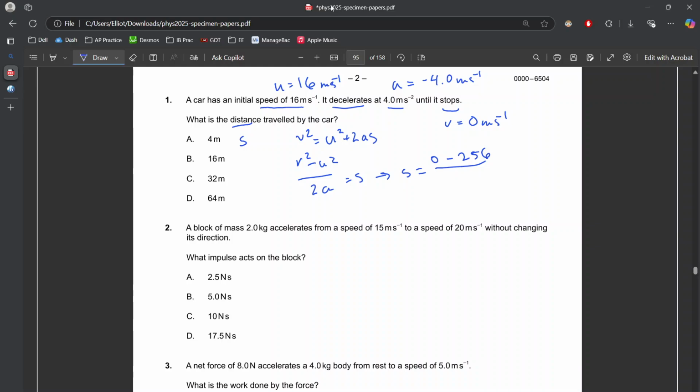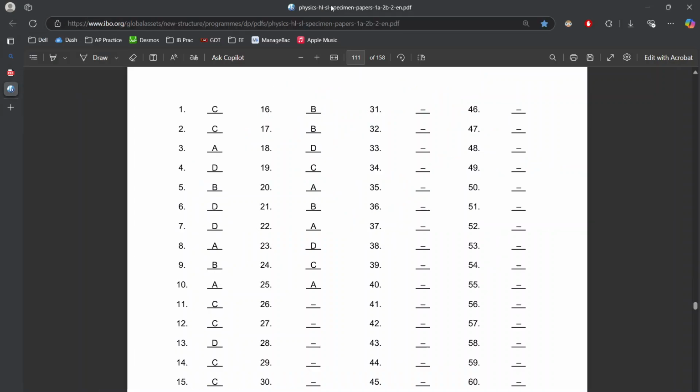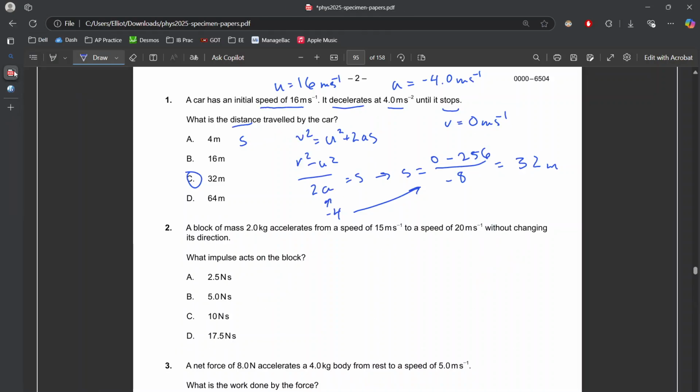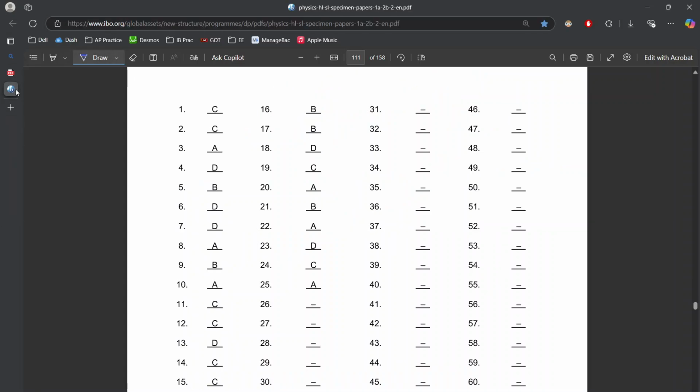And then 2a is going to be 2 times -4. Anyways, -8, because a is equal to -4, and 2 times -4 is -8. So that should give you 256 over 8, which simplifies to 32, if I'm not wrong. So this is going to be 32 meters, which is answer C. You check the mark scheme. C is correct. So we got one right.